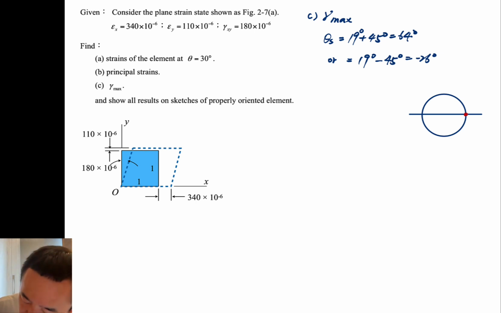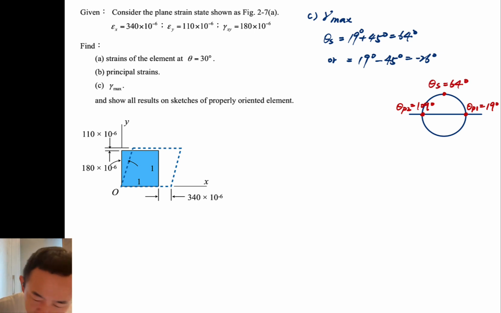So you can see that theta p1 is 19, right? And this is theta p2, it's 109, right? So where is the 64? Of course, it will be in between. Yeah, you can see that. Of course, it will be theta s equal to 64 degrees.